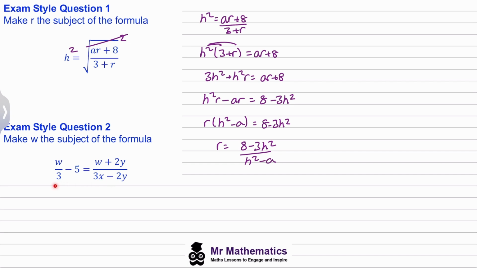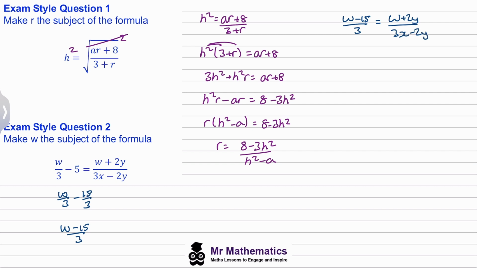And then this question, which is quite difficult, the first thing we need to do on the left-hand side is to write this as a fraction with a common denominator. So this negative 5 would be the same as w over 3 minus 15 over 3, which is w minus 15 over 3. So we've got w minus 15 over 3 will equal w plus 2y over 3x minus 2y.